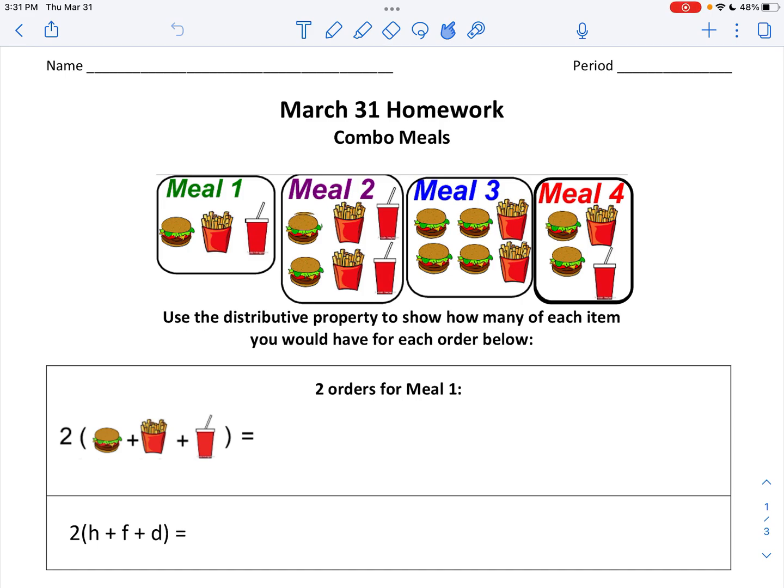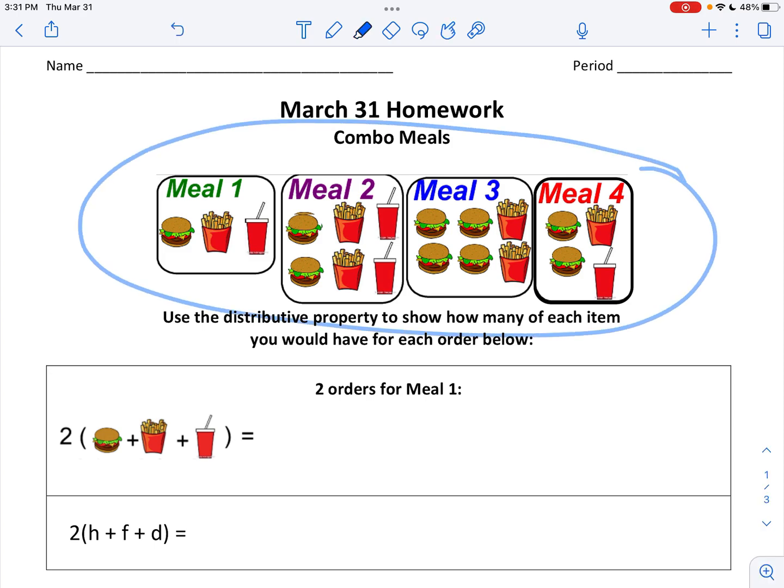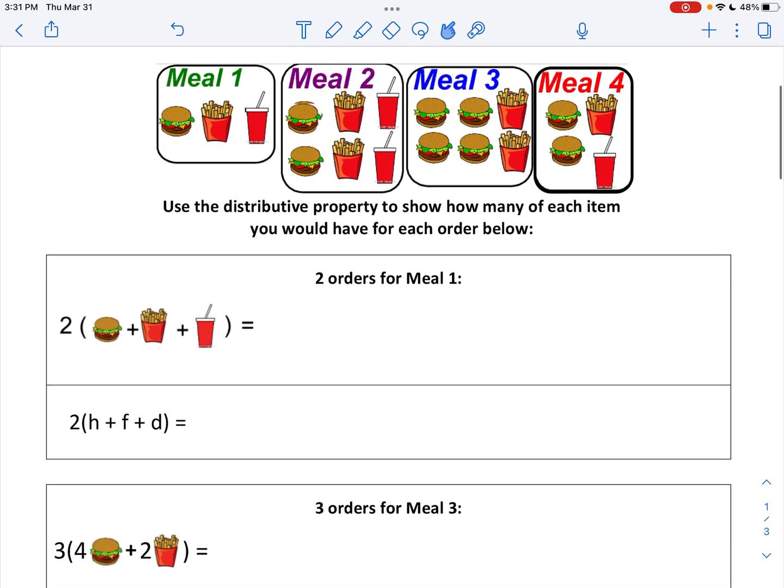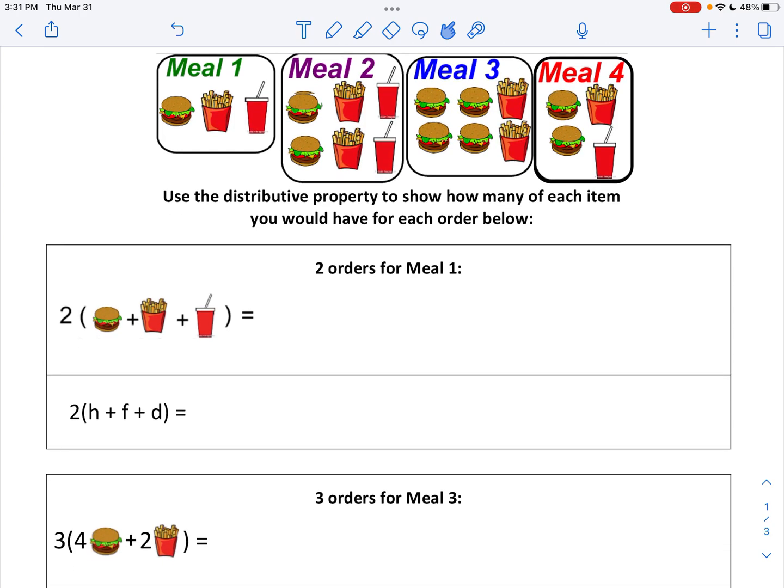Hello, sixth graders. Today in class we worked with combo meals and the distributive property. So I've got 4 different meal options up here on the top, and your job in each box down below is to both draw and write with letters, symbols, and numbers what the person is ordering. So for example, in the top box it says 2 orders for meal number 1.